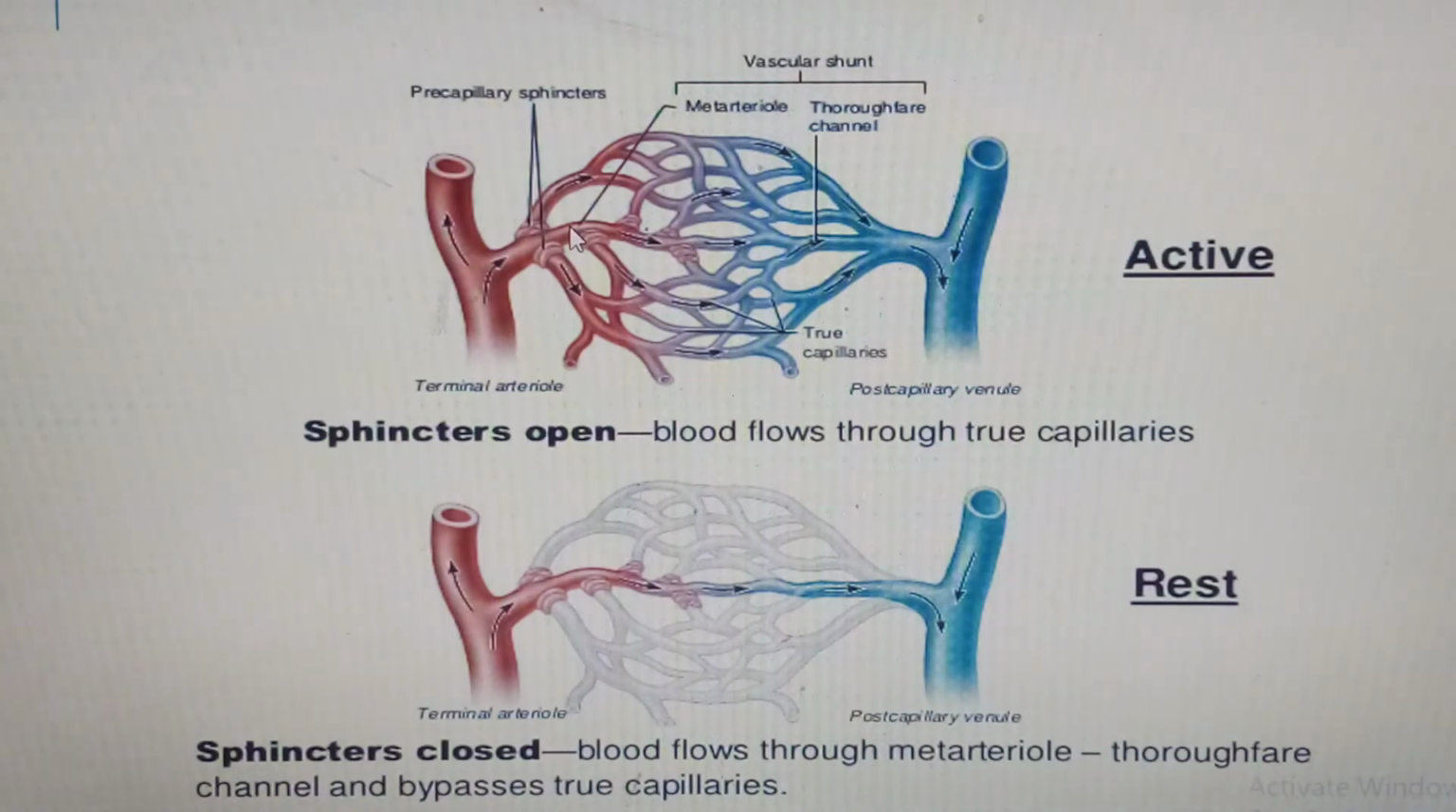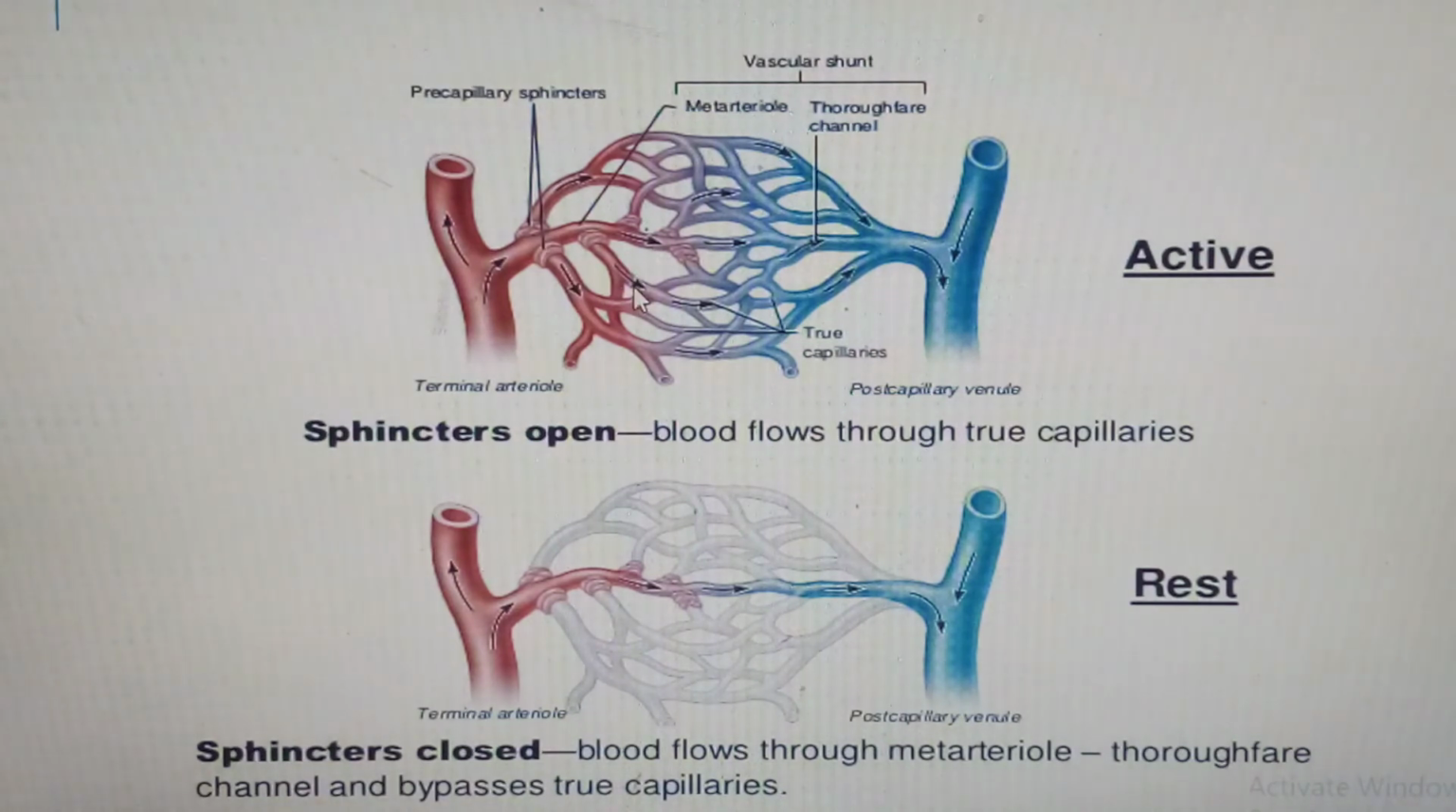Now remember that each metarteriole could give rise to about 10 to about 100 capillaries, forming this kind of bed that we call the capillary bed. So if there's a metarteriole, it gives off several branches.